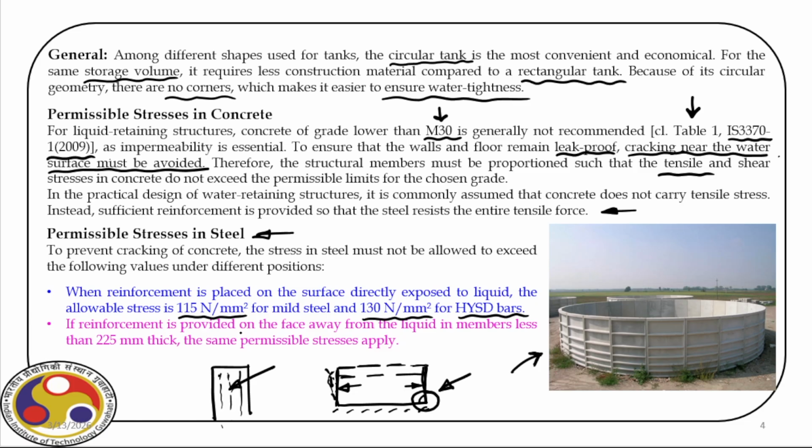If the reinforcement is provided on the face away from the liquid in members less than 225 millimeter thick, the same permissible stress may apply. So, while designing the reinforcement, we have to keep in mind that for HYSD bar, it is 130 Newton per millimeter square.